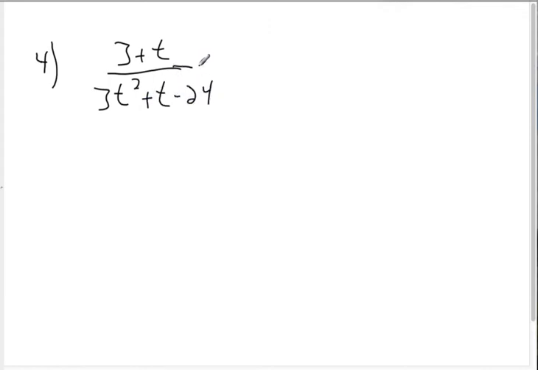All right, moving on to number 4. We have (3 plus t) over (3t squared plus t minus 24). Again, one of these factors on the bottom is probably going to be 3 plus t, or t plus 3 actually, but we're not quite sure which one yet. So let's see, 24 times 3, I don't really know what that is. Was that 48, 72? Negative 72. So I need factors of 72 that are 1 apart. So that's going to be negative 8 and 9. That wasn't too bad. So I'm going to make my box again.